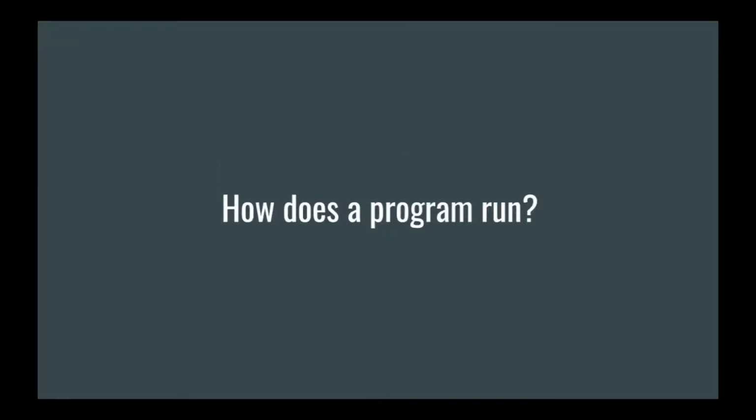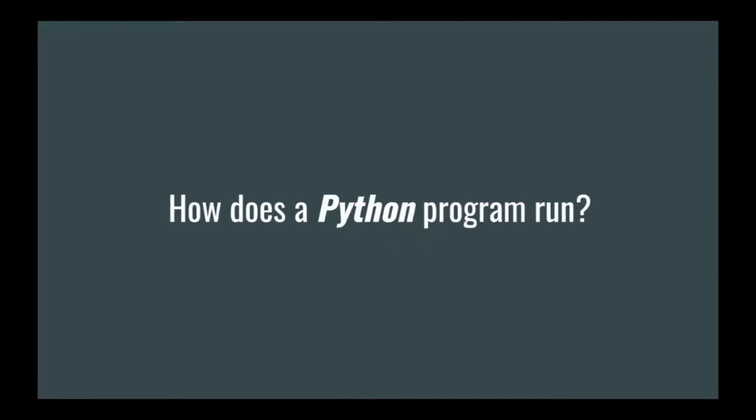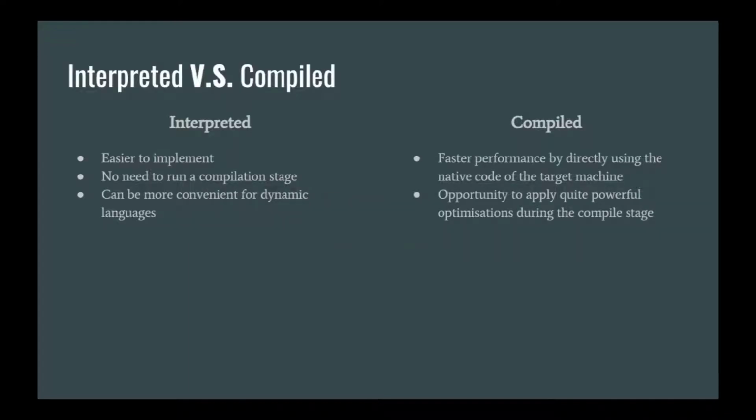Before we can actually get started programming, we need to understand a little bit more about how our computer works. In particular, we want to focus on how a computer runs a program, or even more specifically, how a computer runs a Python program. Because in computer science, there are two different types of programming languages: interpreted programming languages and compiled programming languages.